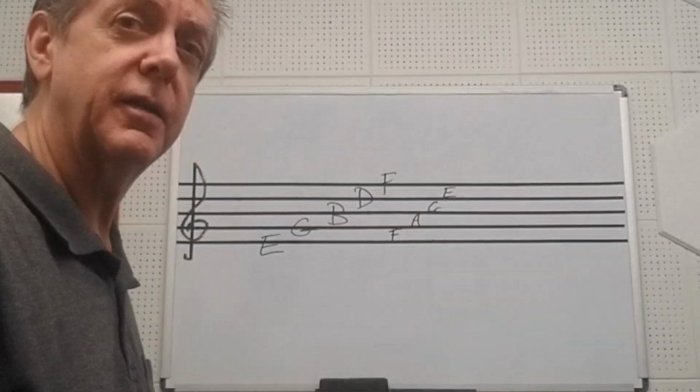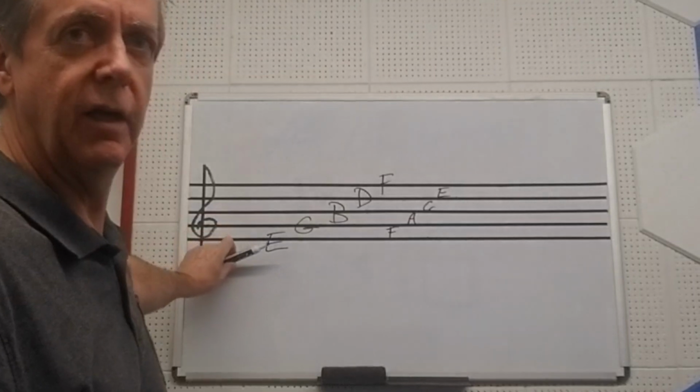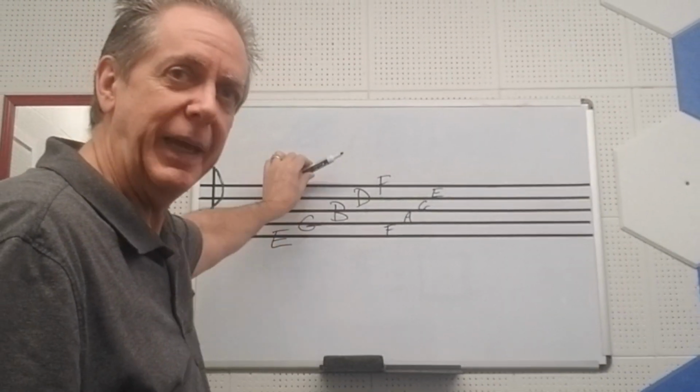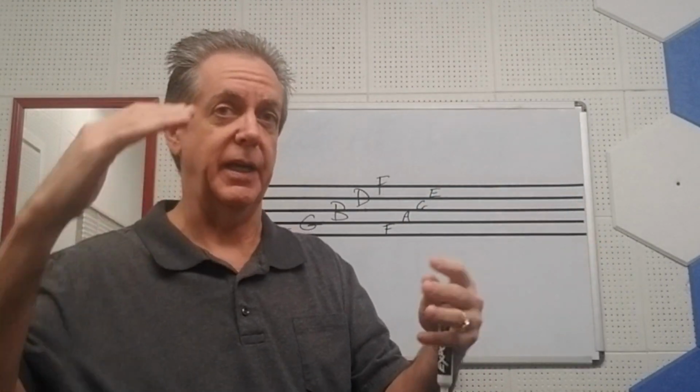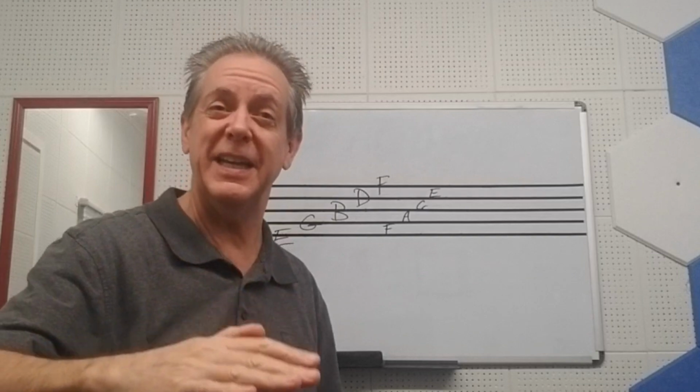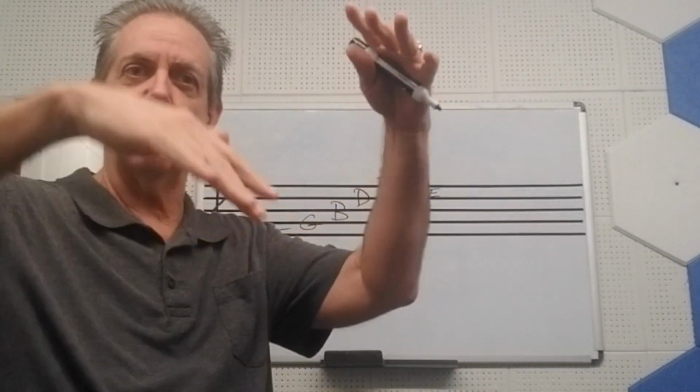Now, if you take a good look at what's going on, every line and every space is the next letter. The letters are A, B, C, D, E, F, G, and then they just keep repeating. A, B, C, D, E, F, G. Let's go higher. A, B, C, D, E, F, G. Let's go lower. G, F, E, D, C, B, A. So it's just over and over again, those 7 letters. That's all it is. It's just 7 letters, people.